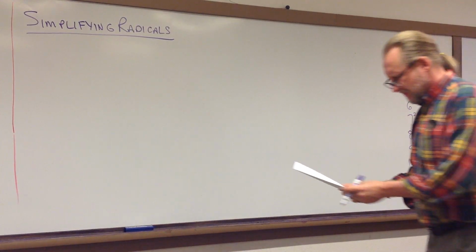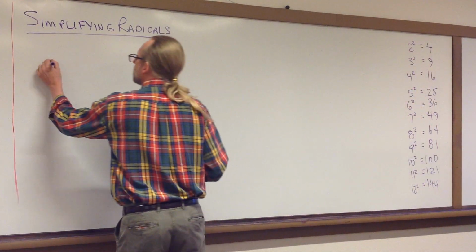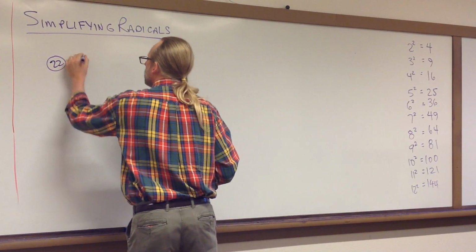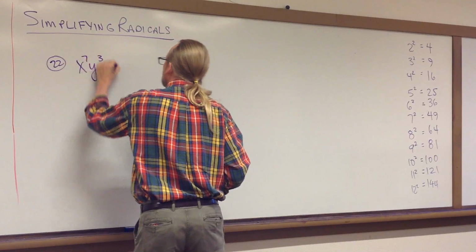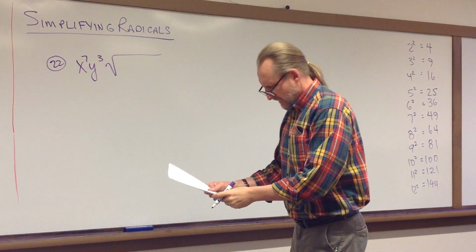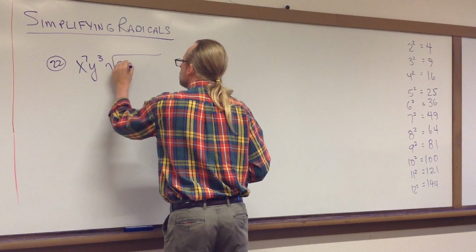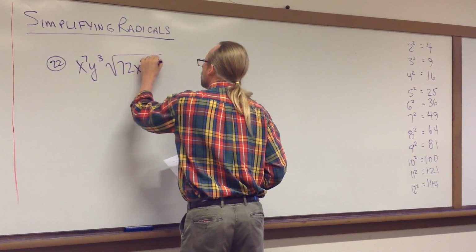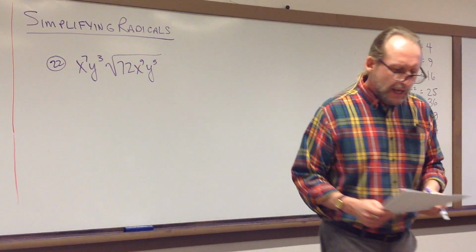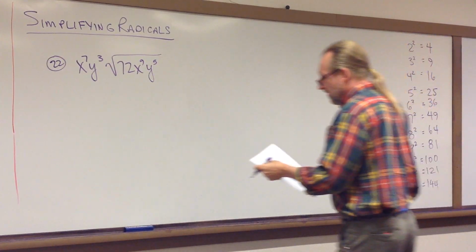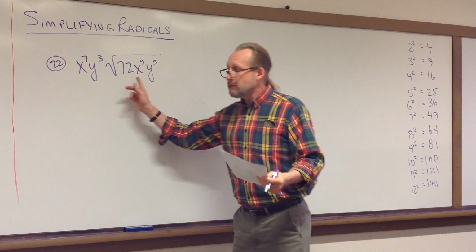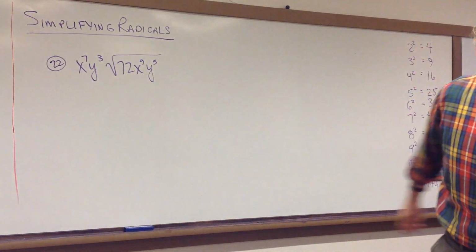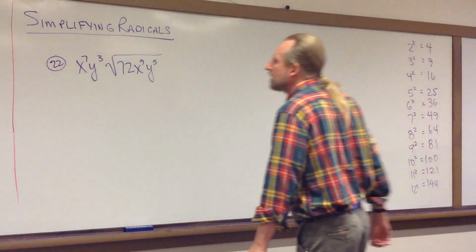So, problem 22, again, let's see, I think I'll write it over here. We start out with x to the 7th, y to the 3rd outside of the square root, and then inside 72 x to the 9th, y to the 5th. Now, if you notice, problem 4 was the square root of 72. So if you've already done that problem, then you should have a head start on how that 72 is going to get split up. Okay?